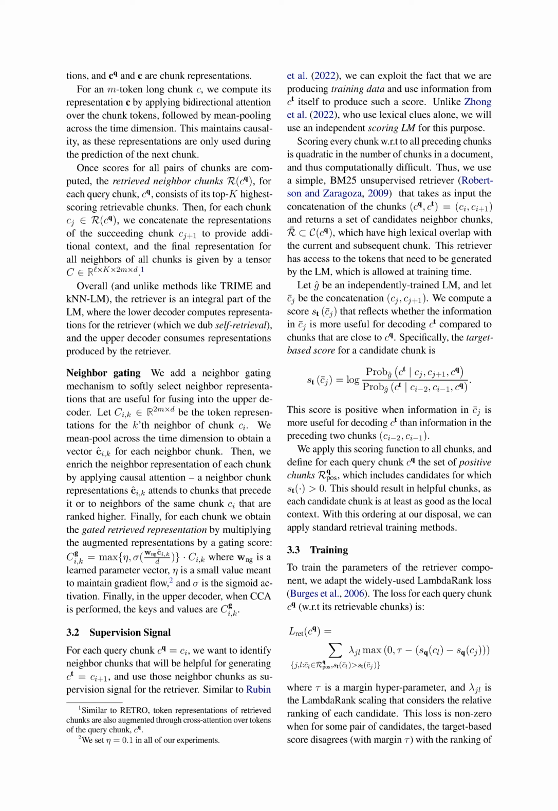Section summary. The retriever takes in chunk representations from the lower decoder and calculates a similarity score for each pair of chunks. The retrieved neighbor chunks for each query chunk consist of its top k highest scoring retrievable chunks, and their representations are concatenated with the succeeding chunk's representation to provide additional context. The retriever is an integral part of the LM, where the lower decoder computes representations for the retriever and the upper decoder consumes representations produced by the retriever.